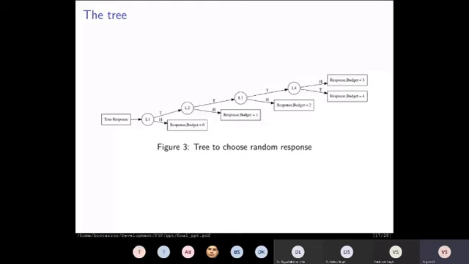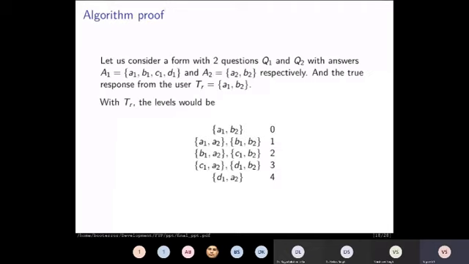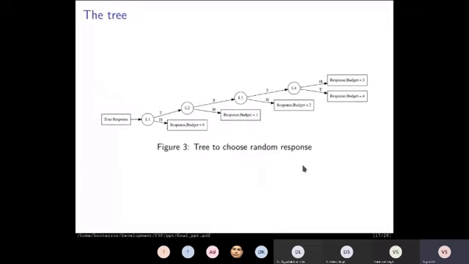We'll see how this tree actually ensures that our whole algorithm is differentially private. Let's consider two questions, Q1 and Q2, with possible answers A1 to D1 and A2 to D2, and the true answer being A1 B2. When you do this vector space budget calculation, you'll see a matrix of this form, where budget one has two responses, budget four has one response, and so on. Taking this and building the tree, it's the same as the tree mentioned over here, since we have 0 to 4 different levels.